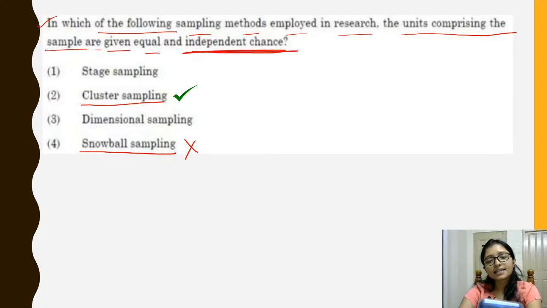So sampling is clear. Please reply, guys. I can understand somehow you are feeling bored, but we can't do anything. In research aptitude you have to know the idea.